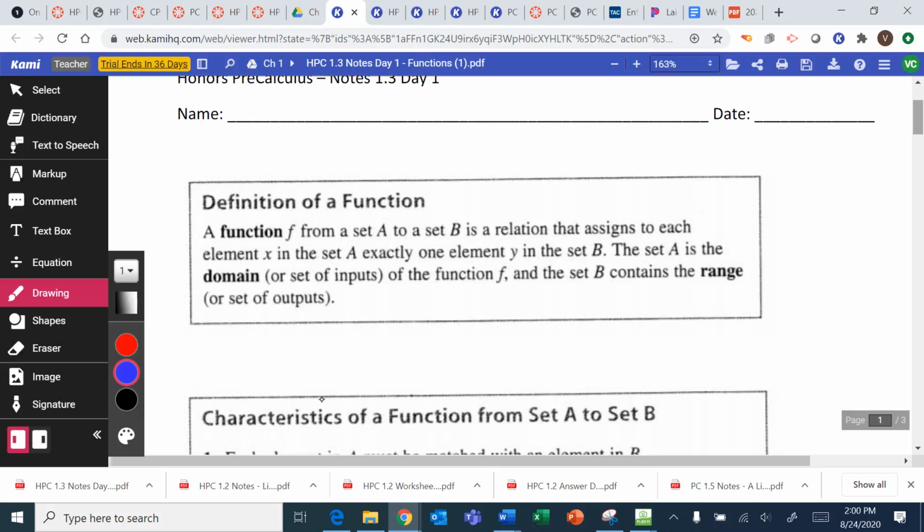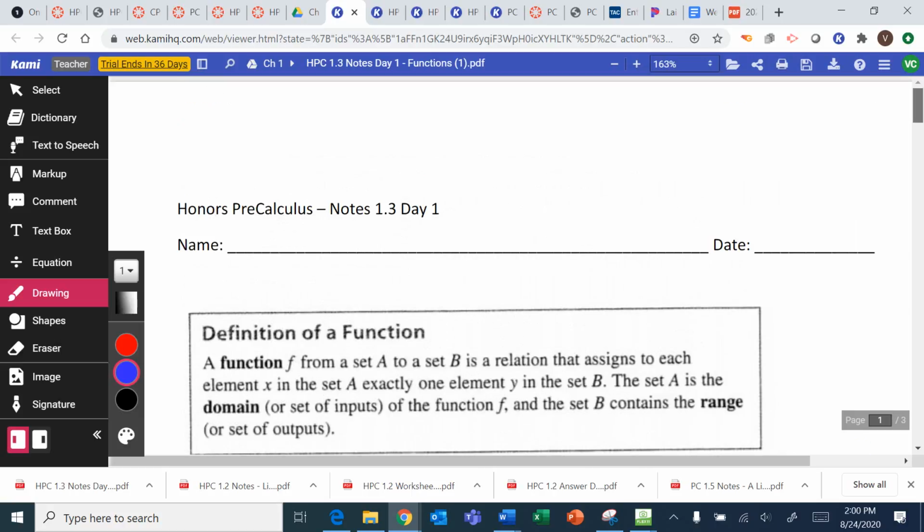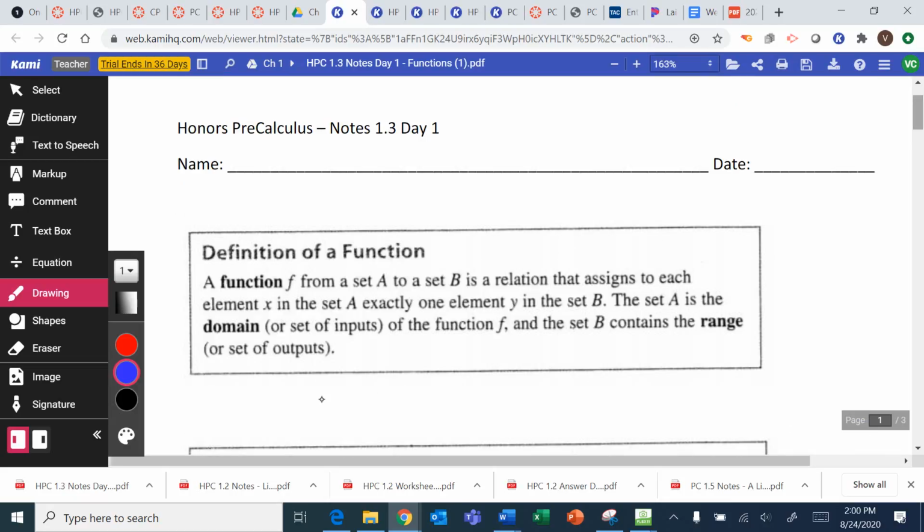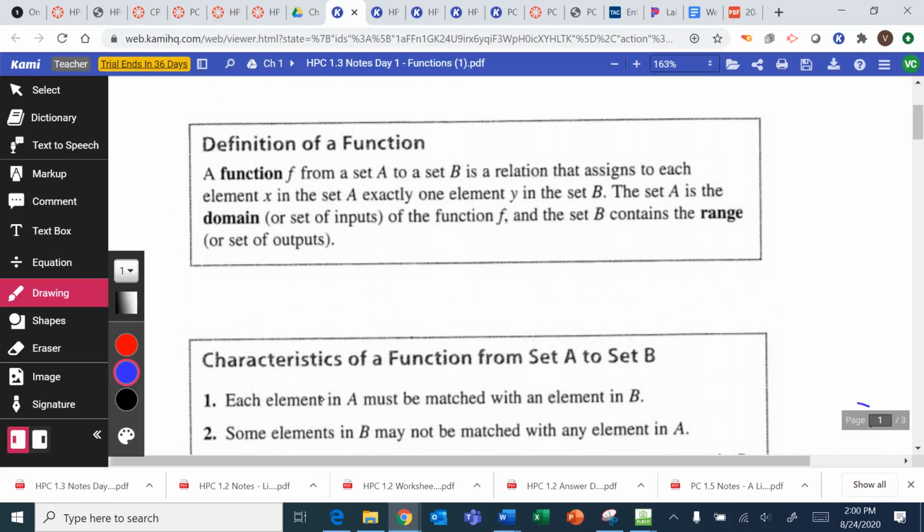Okay, so for notes 1.3 day 1, we're going to talk about functions. A function would be if we have from inputs to outputs exactly one input for each output. You guys should remember, if we have like a picture, we can use the vertical line test to see if it's a function, where you use a vertical line. Any point on this graph, if it hits more than once, it's not a function.